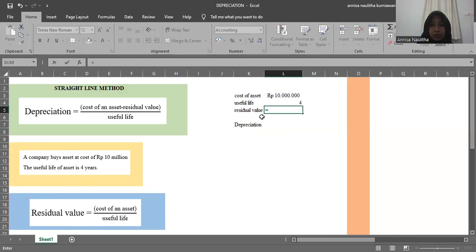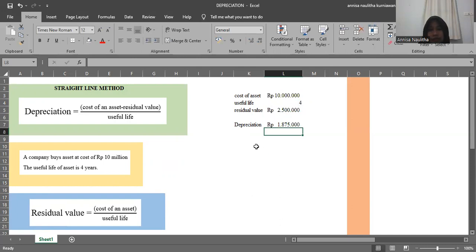We need to find residual value first with the same formula: cost of an asset per useful life. And the residual value is 2.5 million rupees. And the depreciation, we can find it with this formula, which is cost of an asset minus residual value per useful life. So the depreciation is 1,875,000 rupees.